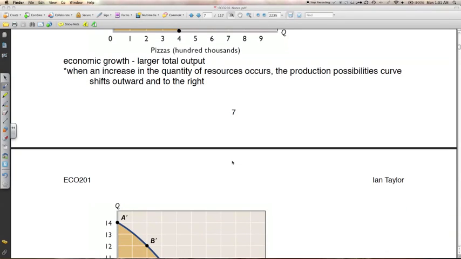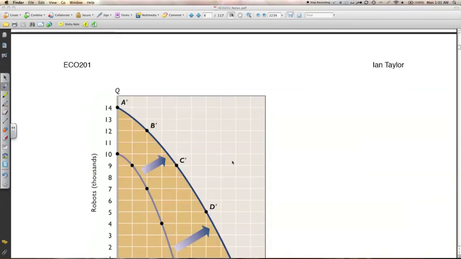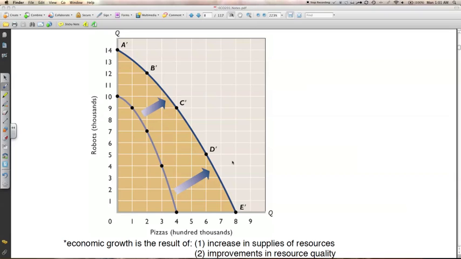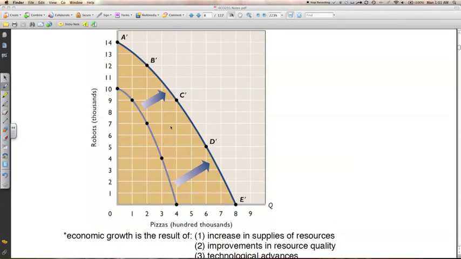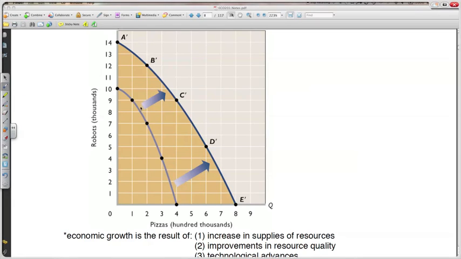Economic growth occurs when we have a larger total output. If we have economic growth, what we're going to see is an increase in the production possibilities curve. We're going to see it shifting outward and to the right. This graph shows economic growth by watching the curve go from the inside and then growing all the way out here to the right to this much bigger curve. Notice that this yellowish area is also now included.